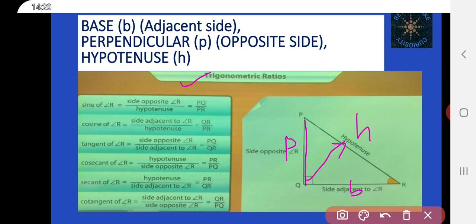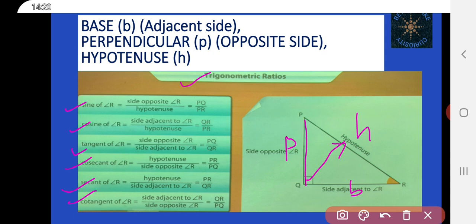Okay, so here sine, cosine, tangent, cosecant, secant, cotangent. Okay, these are 6 trigonometric ratios.